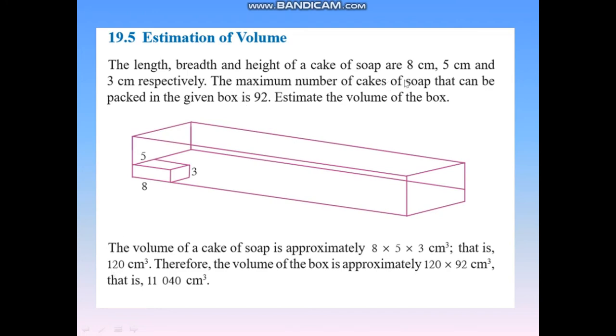The maximum number of cakes of soap that can be packed in the given box is 92. So what do we have to do? We have to multiply this by 92. Then we can get the volume of the box. That means 92 cakes of soap can be filled in this box. So the total volume of 92 such soap cakes is approximately equal to the volume of the box. So the volume of the box can be estimated by multiplying 120 cubic centimeters by 92. So the estimated volume of the box is 11,040 cubic centimeters.